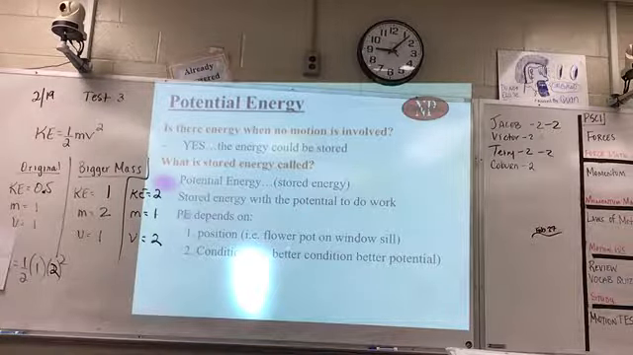Because gravity speeds things up at what rate? 9.8. Look at Deshanti, she said that correctly. 9.8 meters per second squared. For every second, it'll pick up a speed of 9.8 meters per second.